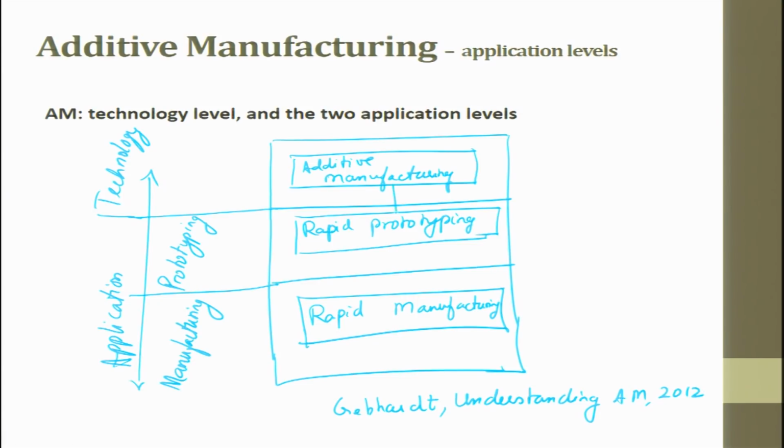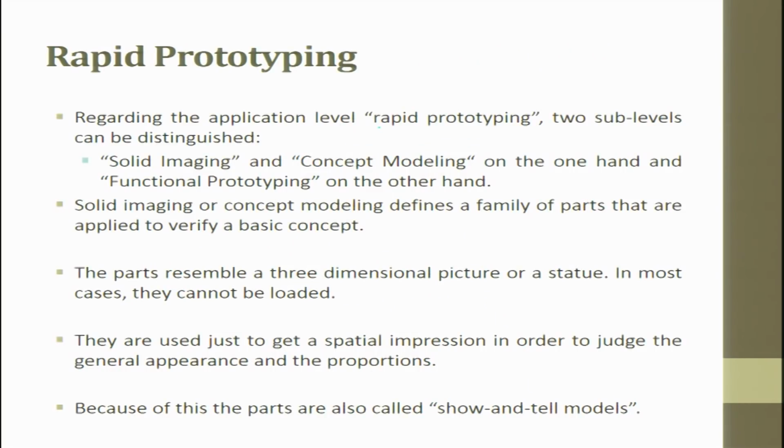So, this we saw earlier. This is additive manufacturing, which is a technology, then rapid prototyping, rapid manufacturing. This is the manufacturing which is there in levels. Regarding the application level, rapid prototyping has two sub levels which can be distinguished. One is solid imaging and concept modeling on the one hand and functional prototyping on the other hand.